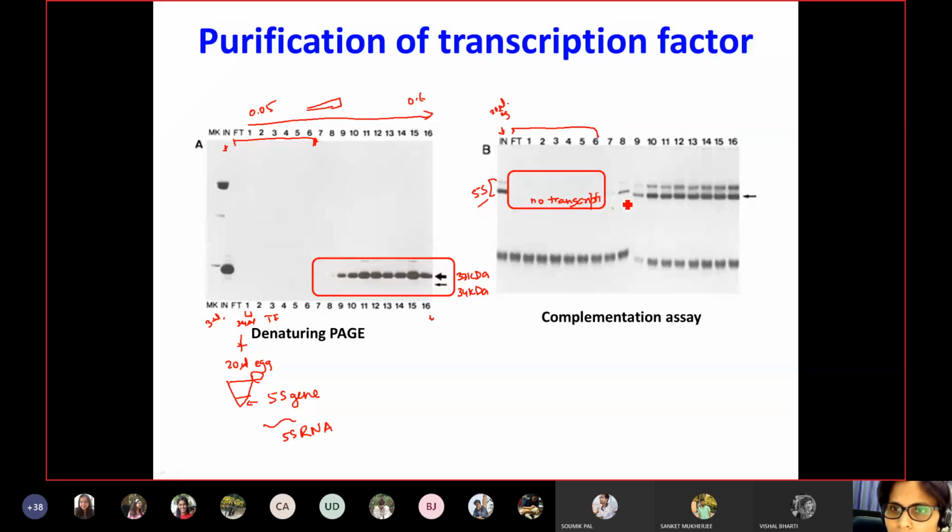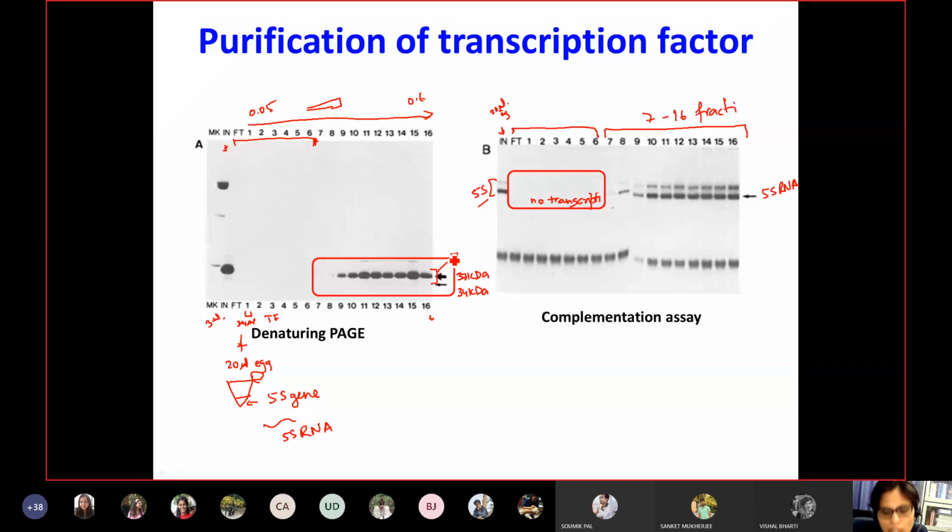Whereas you see some kind of transcription appearance in fractions 7 to 16. In this fraction you see a nice 5S RNA appearance. So with this kind of complementation assay, they were able to say that the transcription factor, specifically the 37 kilodalton protein, is important for specific 5S transcription. That means this is the one transcription factor and they named it A factor.